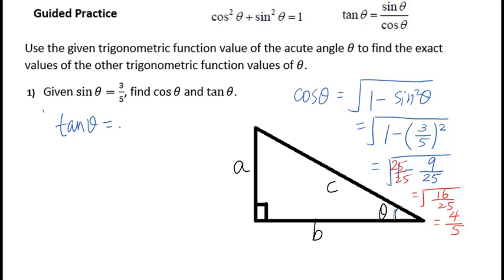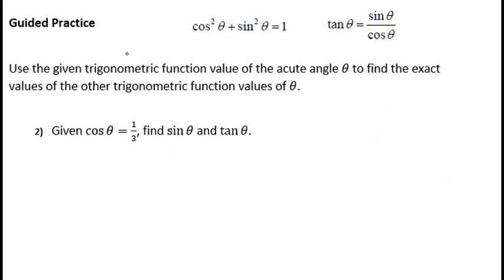So tangent theta equals sine theta over cosine theta, which means 3 over 5 over 4 over 5. In this complex fraction, we can reduce the 5. So we get 3 over 4. Let's go to number 2. Given cosine theta equals 1 over 3, find sine theta and tangent theta.